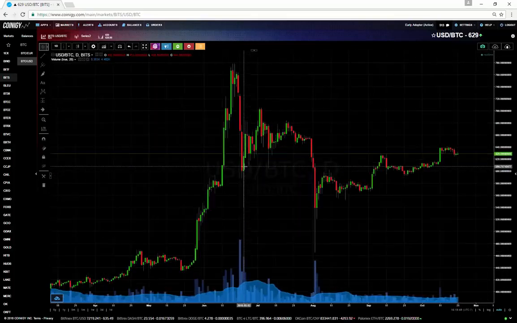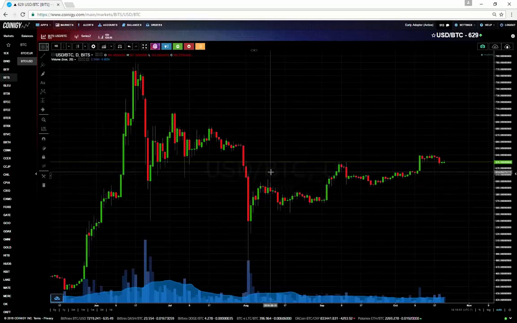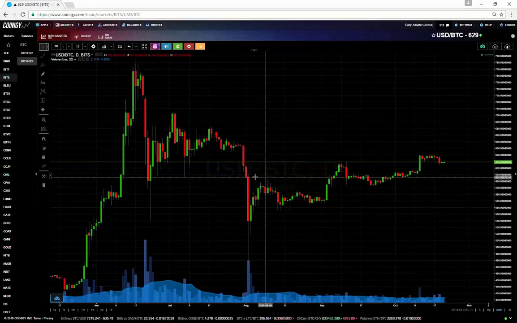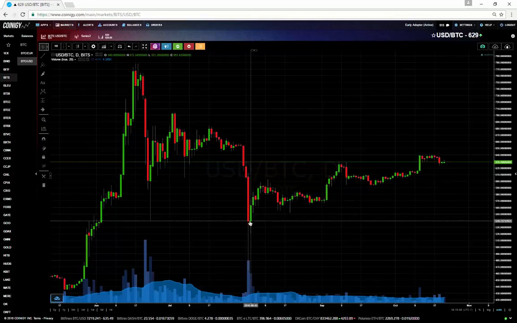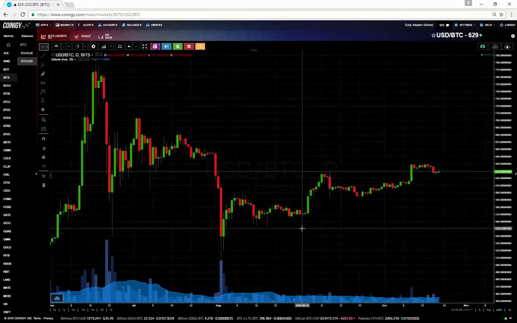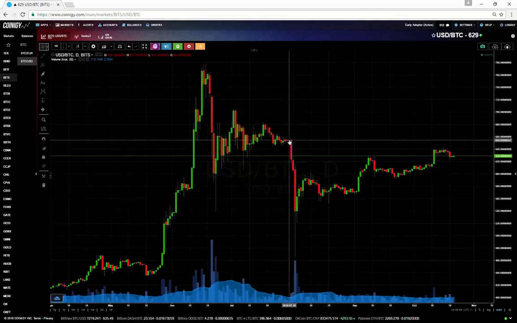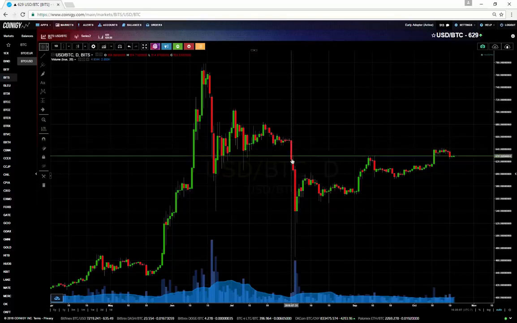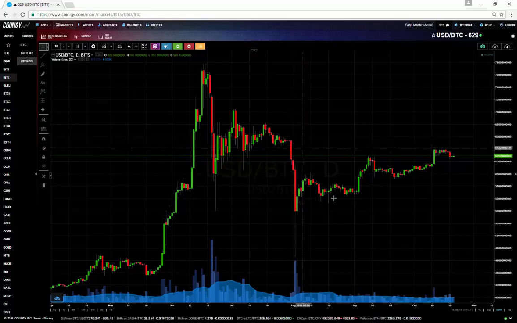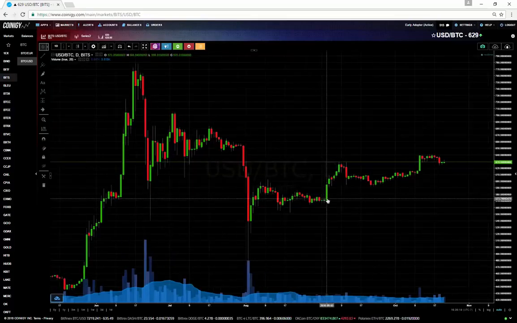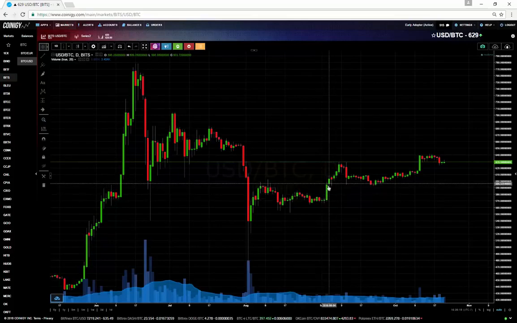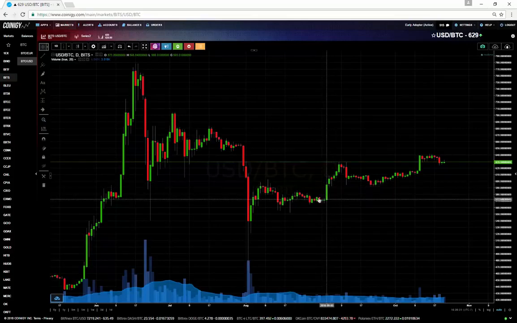Each one of these bars represents an open, a close, the high and the low, right? So when you have a red candle, generally that means that the price closed lower than where it opened. And when you have a green candle, it represents the price closing higher than where it opened.